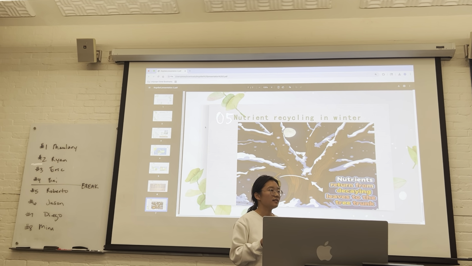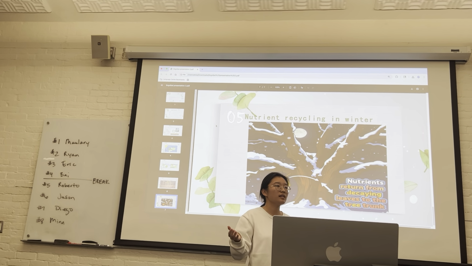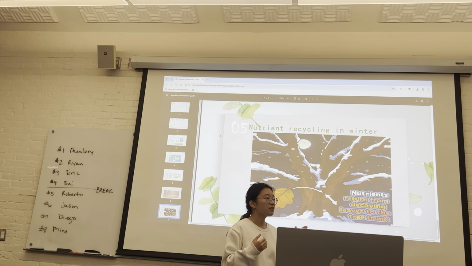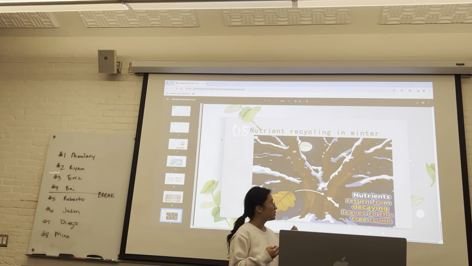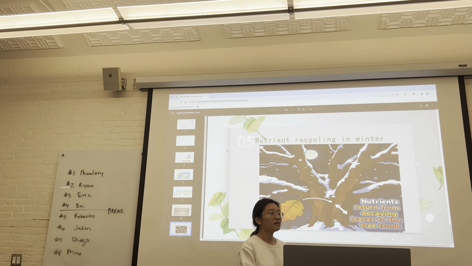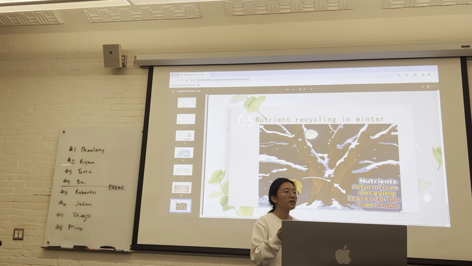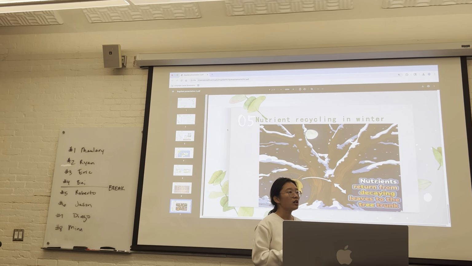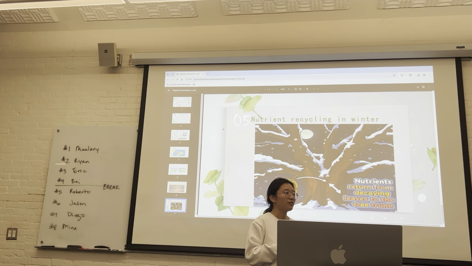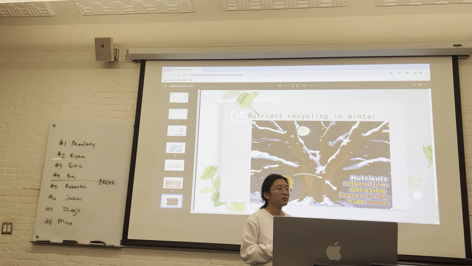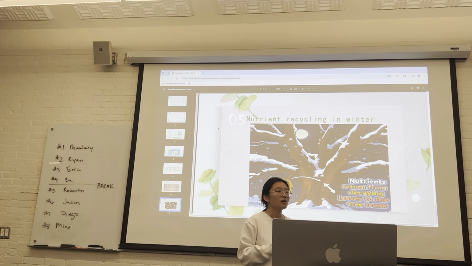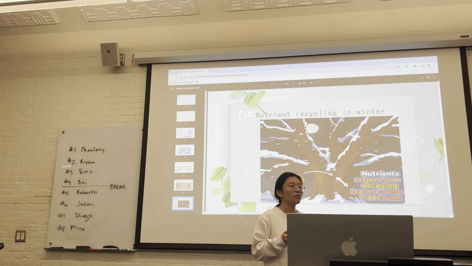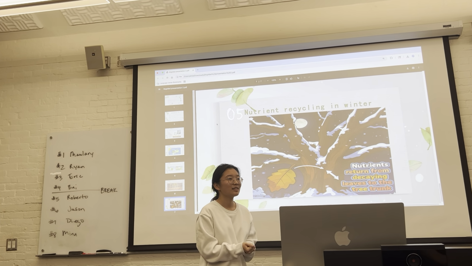So until the spring approaches, and after the spring comes, there will be new leaves appearing, so that they will also capture the energy from sunlight and begin to recycle almost again.